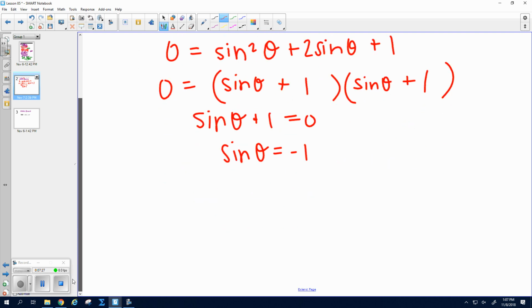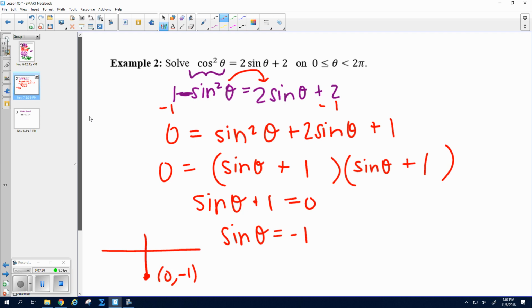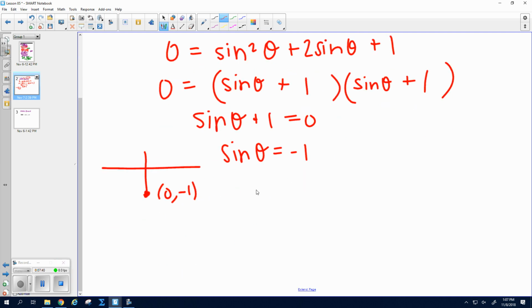So where is the sine, the y part of the coordinate, equal to -1? And let's see if we're in degrees or radians. Oh, we're in radians. So what radian is that? I'm going to go with 3 pi over 2. Okay.